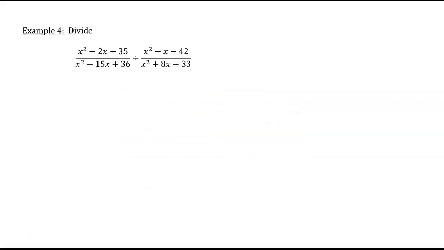Now we switch the conversation from multiplying to dividing, but you'll be glad to know that they are very much the same thing if you recognize that dividing by a fraction is the same thing as multiplying by its reciprocal. That is, if we have the quotient a over b, and we need to divide that by the quotient c over d, this is equivalent to multiplying a over b times d over c, the reciprocal of c over d.